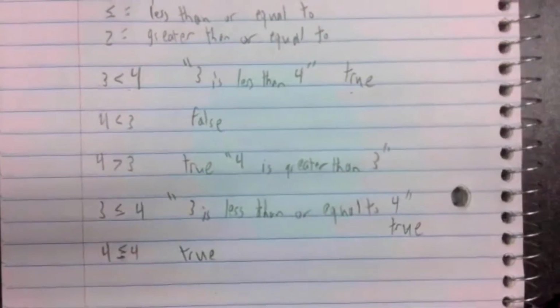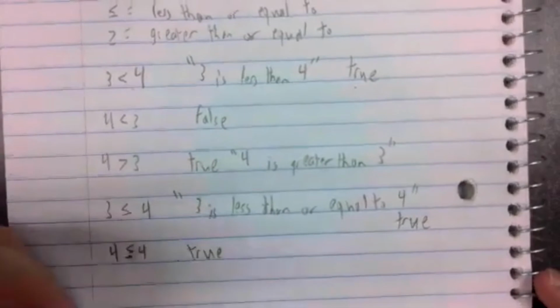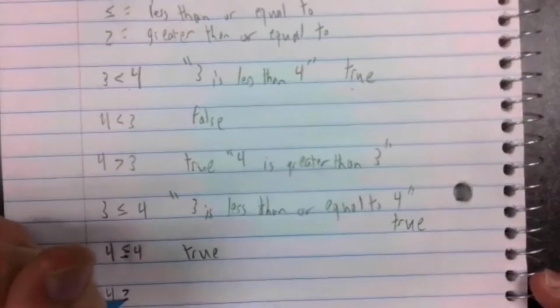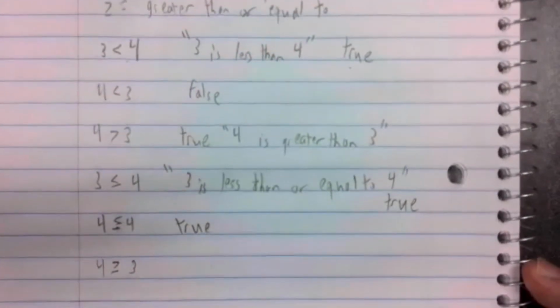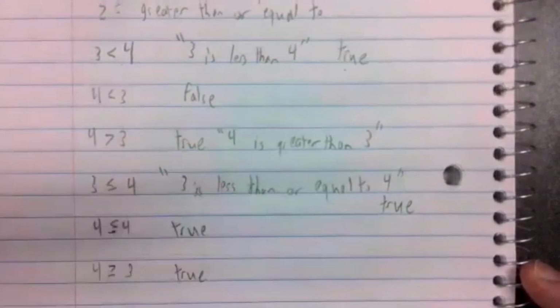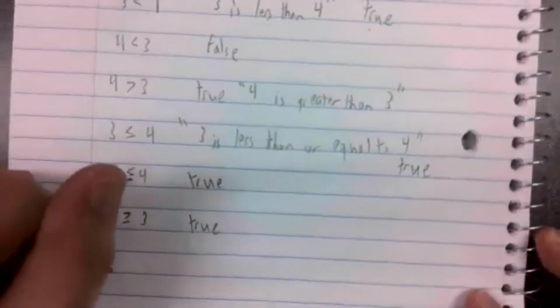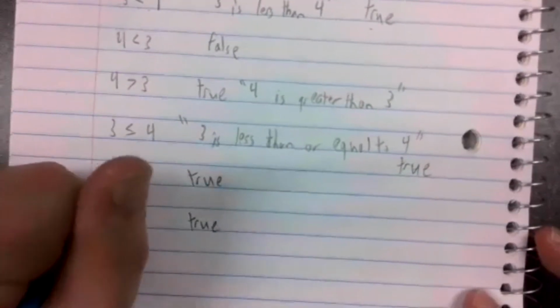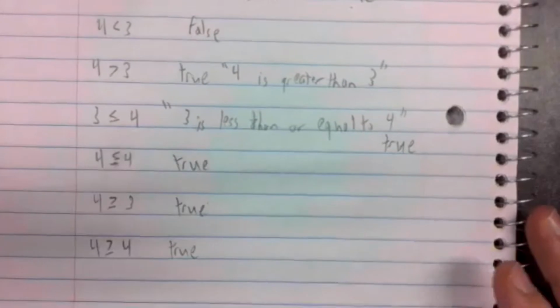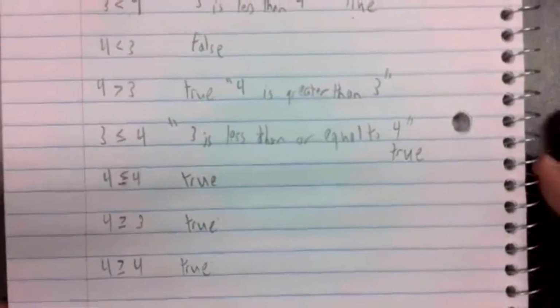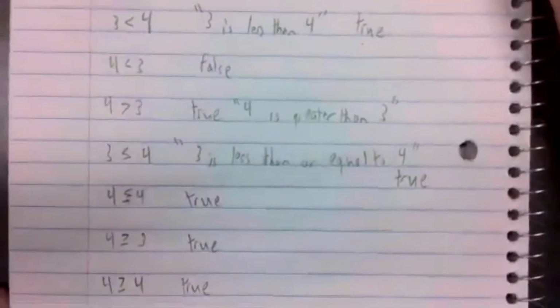Okay. And then we could also flip this and say that 4 is greater than or equal to 3, which is a true statement. And then we could also say that 4 is greater than or equal to 4, because 4 equals 4. Okay. So that's your inequality symbols for the homework that you're going to be doing over the next week.